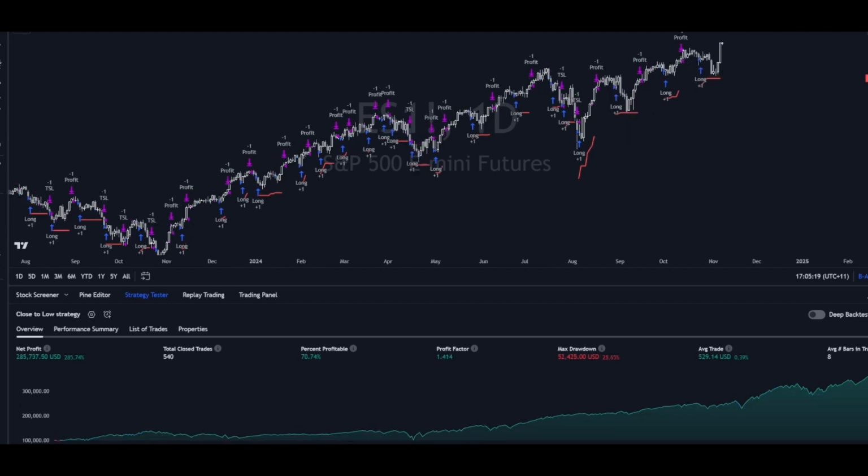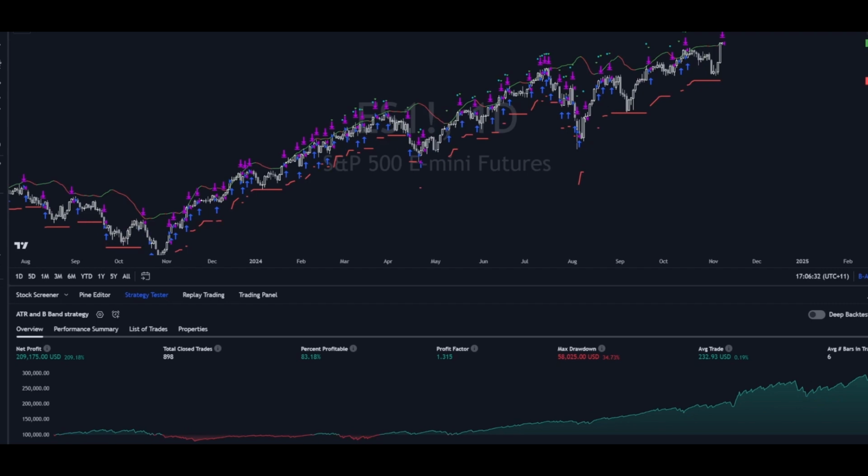Now let's look at the close to low strategy. This one has got a net profit of $285,000 US dollars, 540 trades, so a little less frequent with one trade every roughly 13 trading days. We've got a 70% win rate here with a profit factor of 1.4, so that's not too bad. The max drawdown there at 28%, and the average trade a little bit higher here at $530 roughly, and the average trade time was about 8 days. When we look at this against buy and hold, you can see here that our equity curve has stayed comfortably above the buy and hold benchmark for the entirety of the trading strategy.